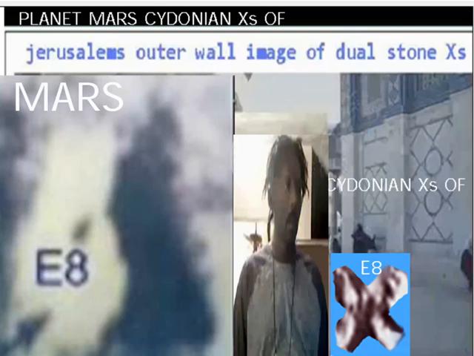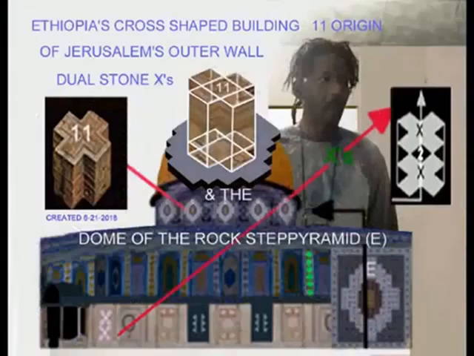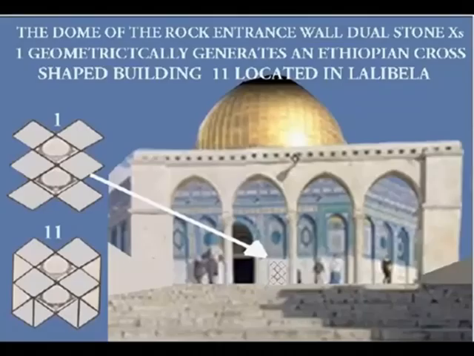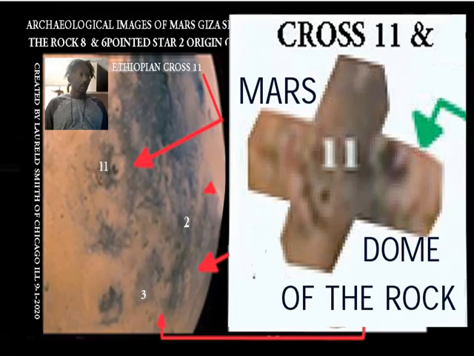And so when we go to the Dome of the Rock entrance, in fact, you have to walk up a group of steps. At the top of the steps is 4 U-shaped stone gates. So as you look through the U-shaped stone gates at the Dome of the Rock outer wall, you will see dual stone white X's. And these dual stone white X's is a calling card to ancient Ethiopia.